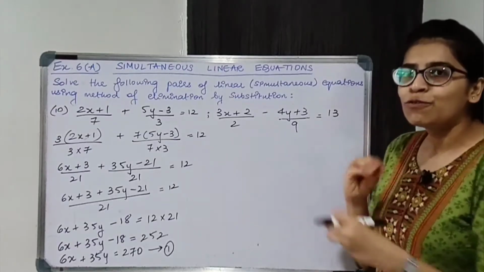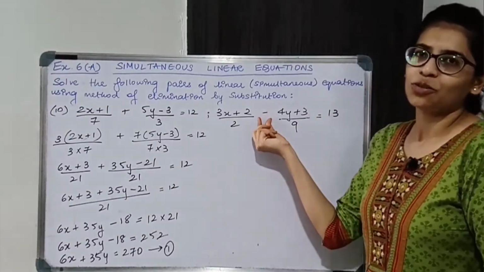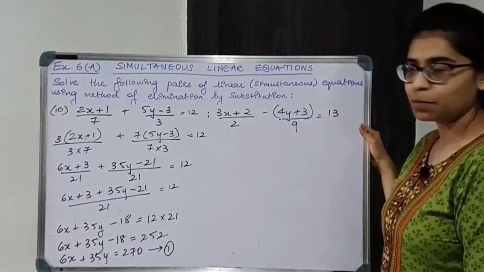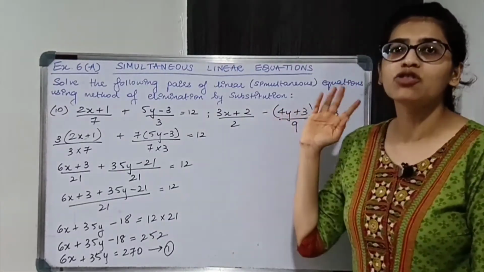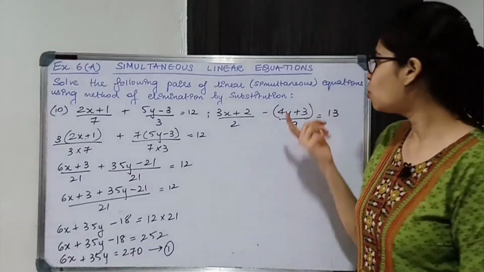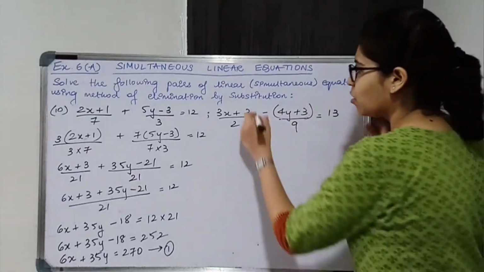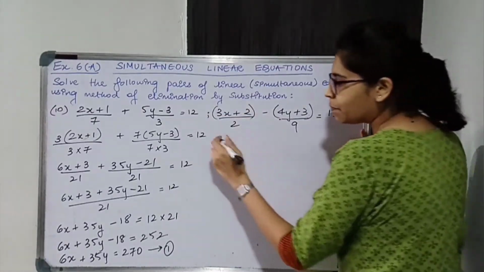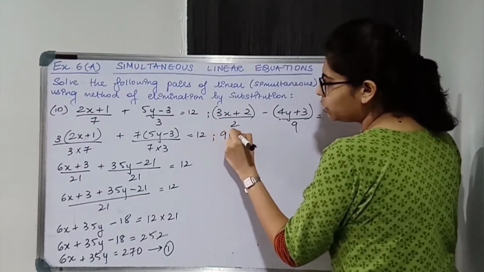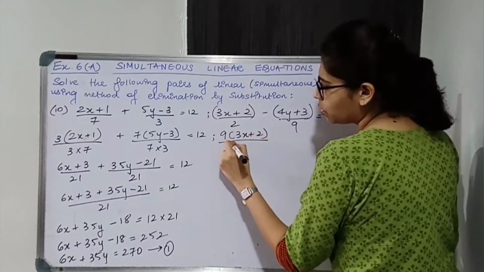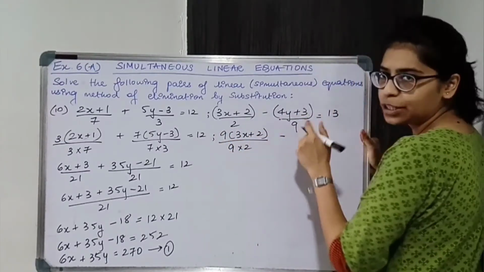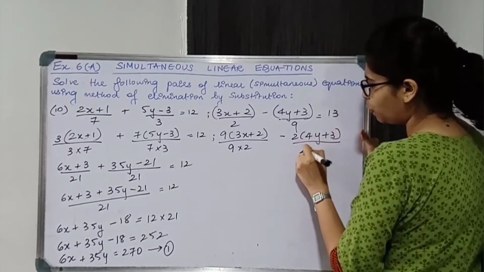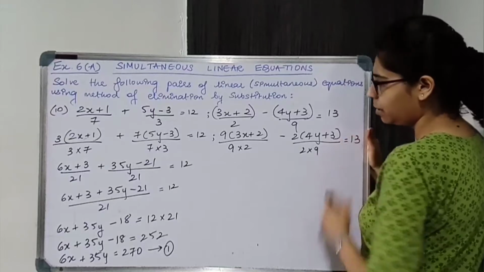Before that, there is a negative sign over here, so put brackets, because the terms will change sign. So always put brackets. Over here also put brackets. So we'll multiply by 9 over here: 9 into 3x plus 2, 9 into 2, and over here by 2. So 2 into 4y plus 3, upon 2 into 9, is equal to 13.